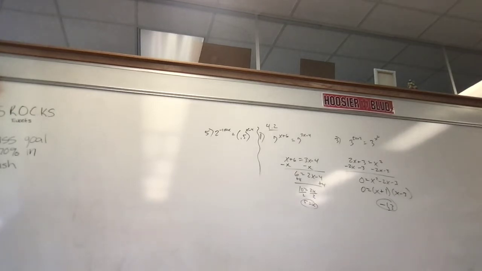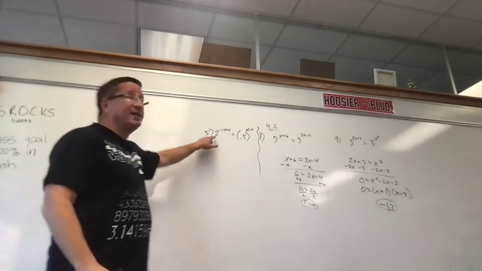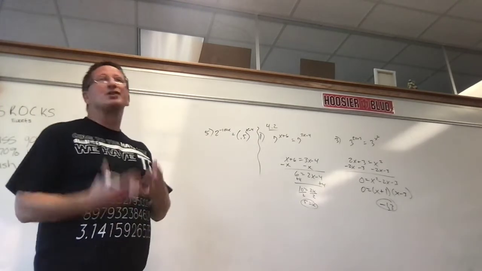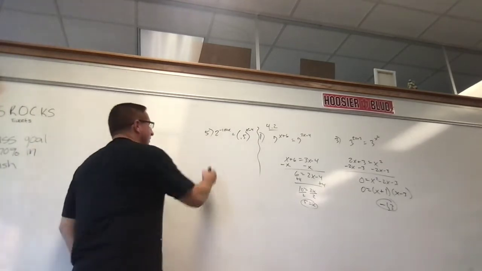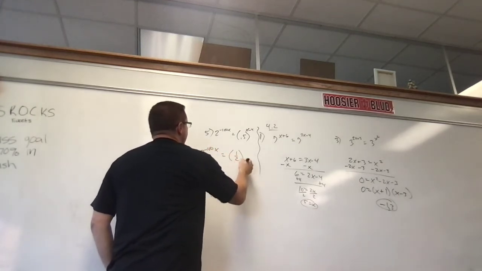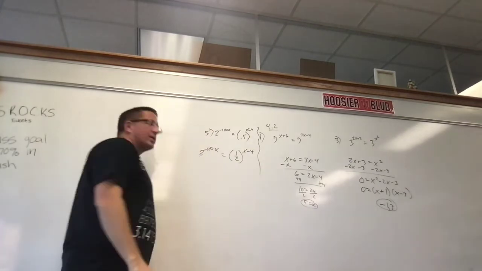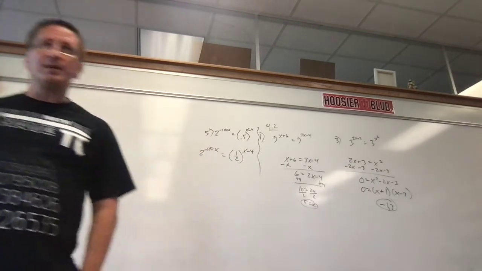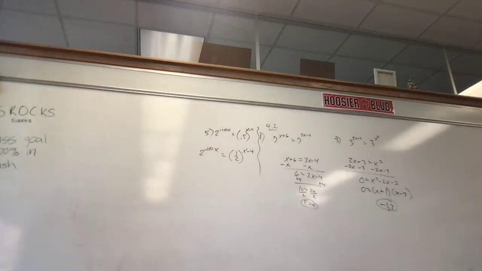It does have a 1, but it has a 2. And we see a 2 over here. You're right, it does have a 1, but it's the 2 we really want, okay? So 2 to the negative 100x equals 1/2 the x minus 4. Okay, that's better. It's not great, but it's better. That's definitely how I want to start it out.